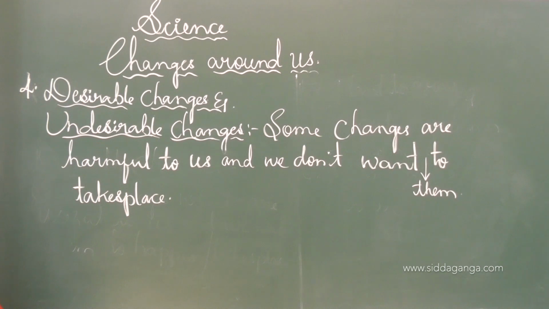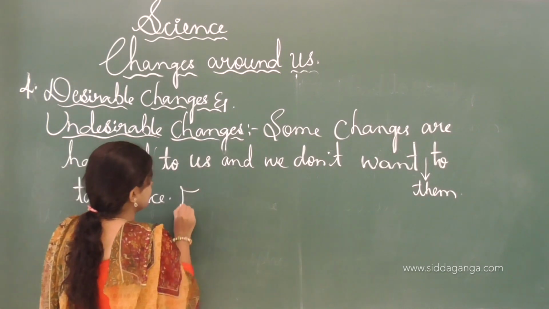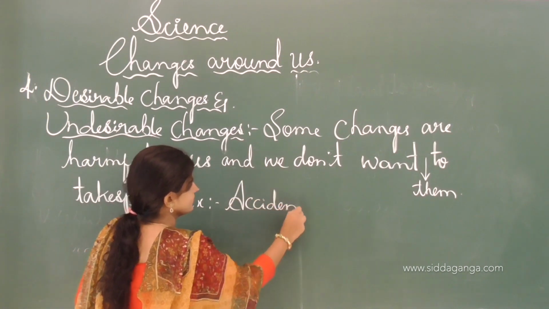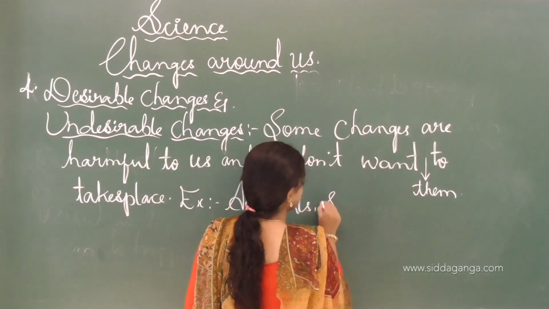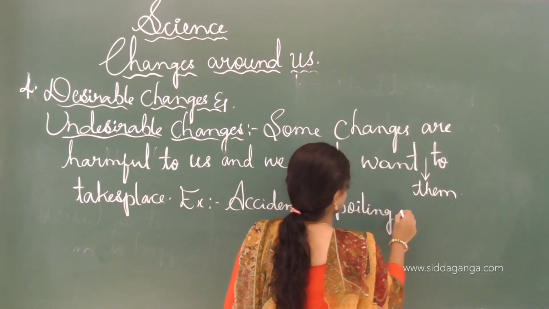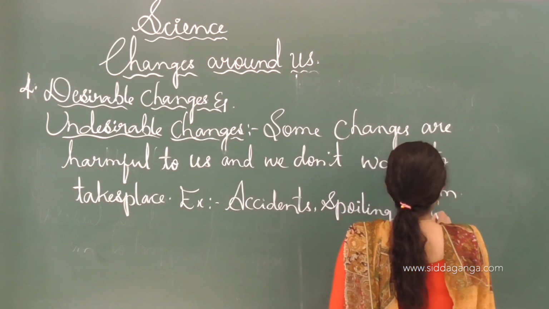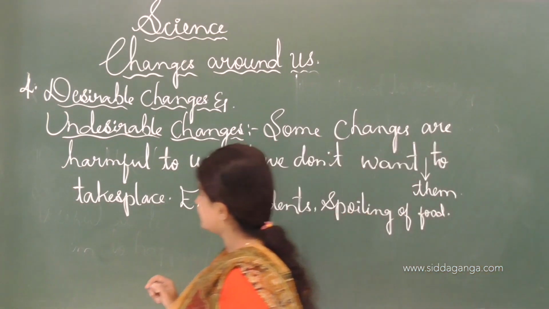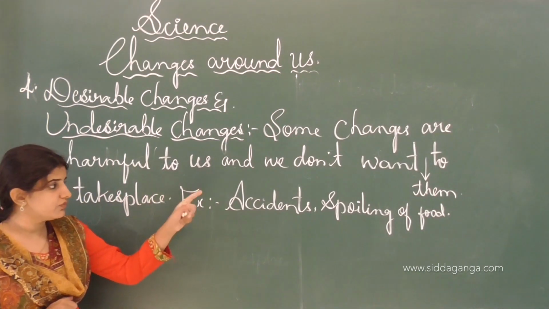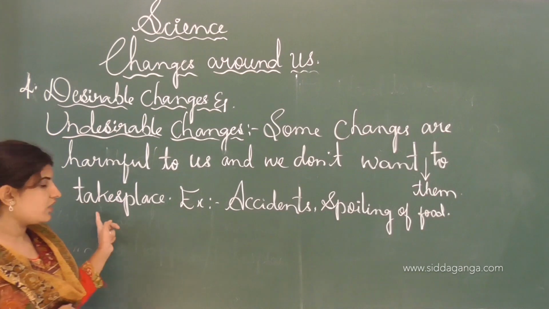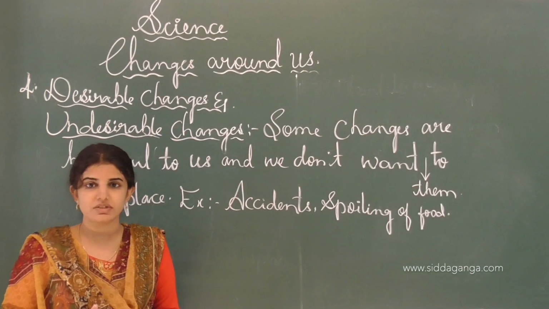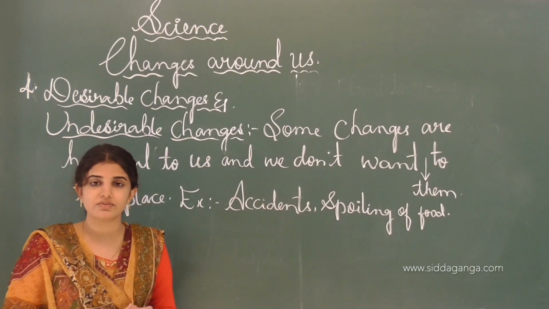Examples of undesirable changes are accidents and spoiling of the food. Some changes are harmful to us and we don't want them to happen. Such changes are called undesirable changes. Examples are accidents and also spoiling of the food.